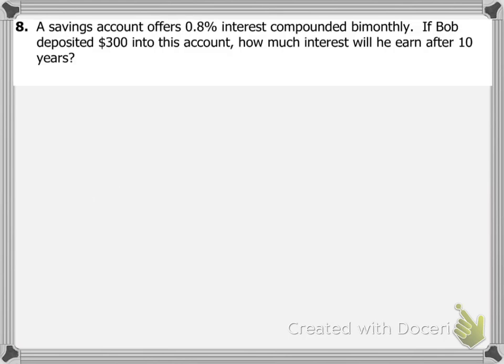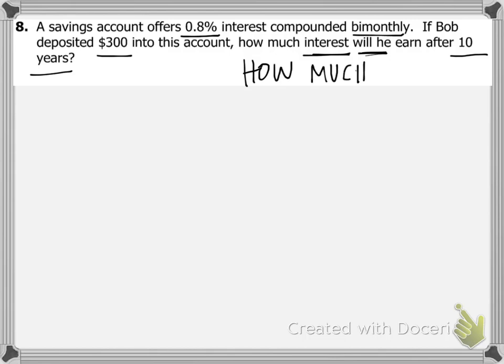All right, so let's do another one. Y'all do this one for me. All right, a savings account offers 0.8% interest compounded bi-monthly. If Bob deposited $300 into this account, how much interest will he earn after 10 years? Make sure that you look. I'm looking for how much interest, not my total, but how much interest. Not total investment.